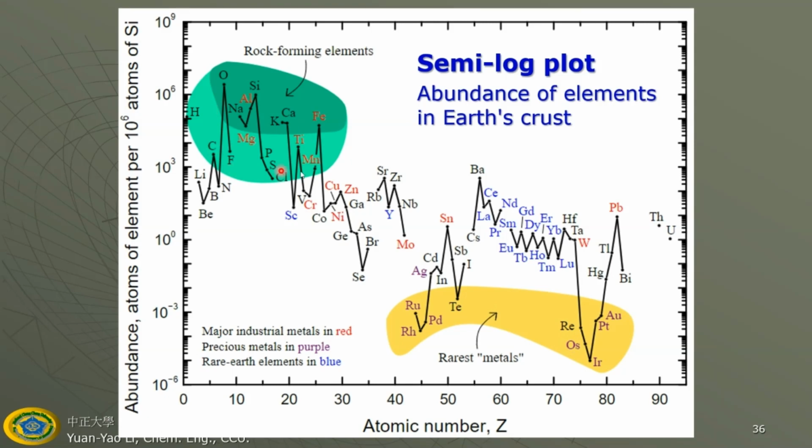So you have plenty of the elements, plenty of the materials in the crust, for example, magnesium, aluminum, iron, or titanium. But you don't have enough elements like gold, right? Silver, gold, uranium, something like this. So this is another semi-log plot.